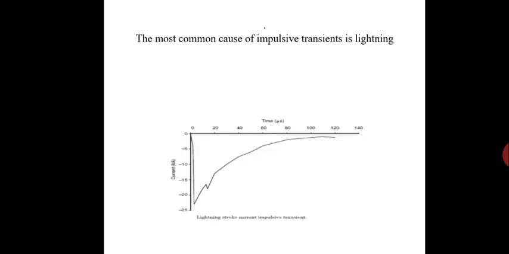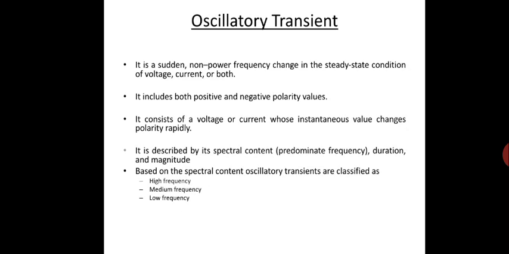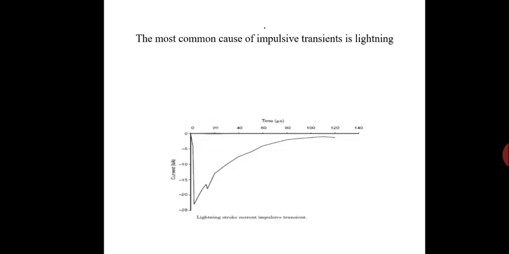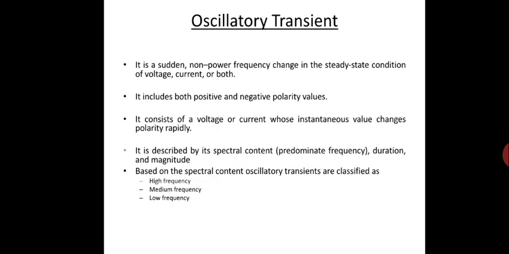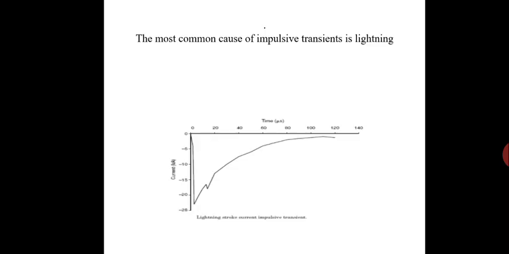You can see that the most common cause of impulsive transient is lightning. Lightning is the major cause of impulsive transient. You can see a voltage spike here, and then it returns to the normal condition. That we can call an impulsive transient due to lightning. Lightning is an example of an impulsive transient. Current produced from lightning strikes can go as high as several thousand amps.